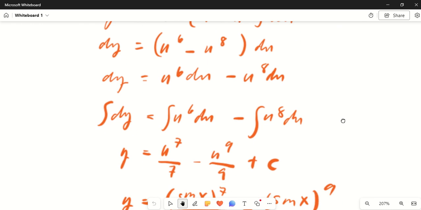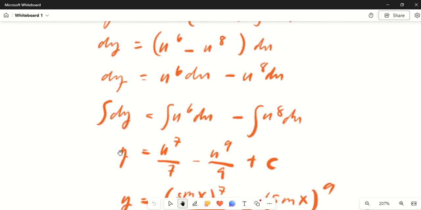So applying basic integration technique, you have your integral of dy as y, and then your integral of u raised to the 6th power du as u raised to 7 over 7. You're aware of the basic integration techniques. So minus, the integral of u raised to the 8th power is u raised to the 9th power all over 9 plus the arbitrary constant.